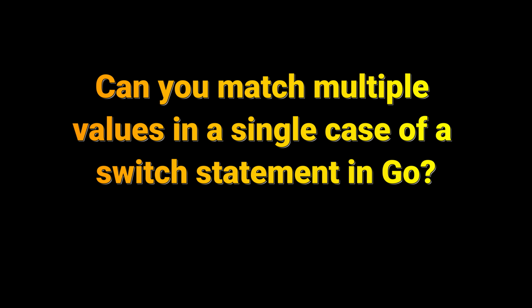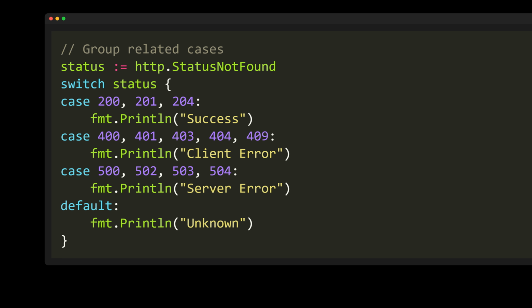Can you match multiple values in a single case of a switch statement in Go? Yes, you can match multiple values in a single case by separating them with commas. This is useful for grouping related cases together. For example, you can put all success HTTP status codes in one case, all client errors in another case, and all server errors in another case. This makes the code cleaner and easier to read compared to having separate cases for each value. If any of the values in the comma-separated list matches, that case runs.